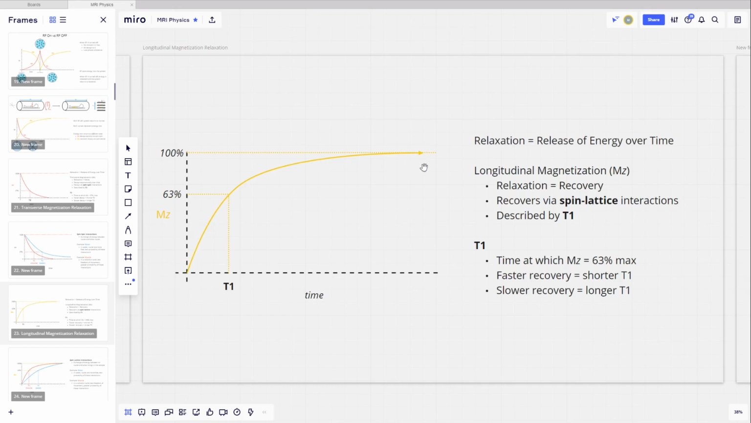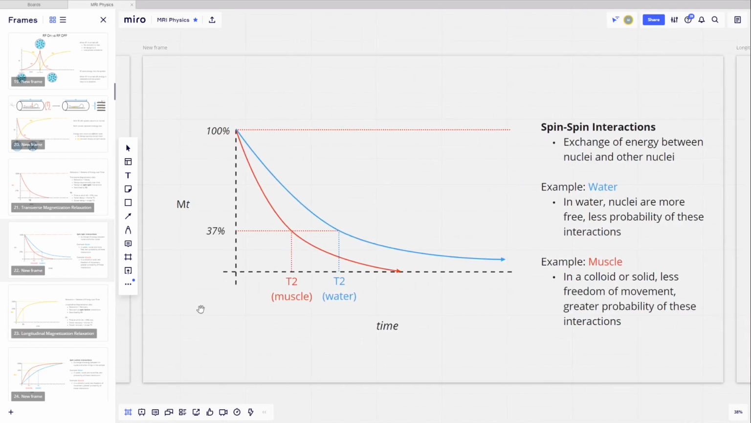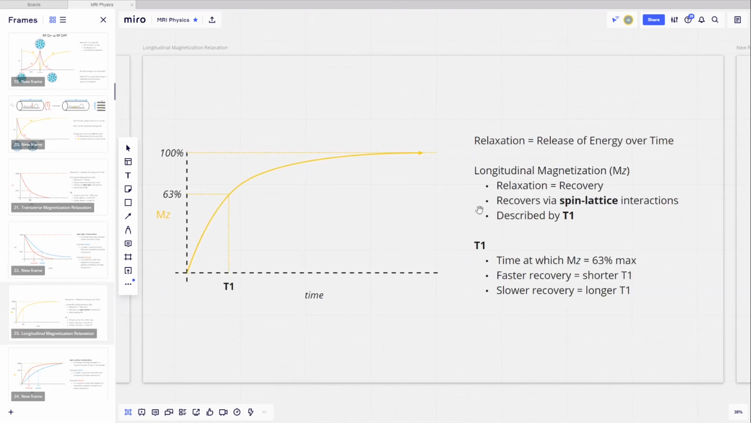Okay, that's again relaxation. It's energy leaving the system. You might also hear that called recovery, because this is kind of recovering to what it was originally. Again, it means the same thing. Whereas before with transverse magnetization, this was through these spin-spin interactions, with longitudinal relaxation, this occurs via spin-lattice interactions. These are different. This is interactions between the spins that we're interested in and all of the other stuff that's in the body. Okay, and this curve is described by T1.